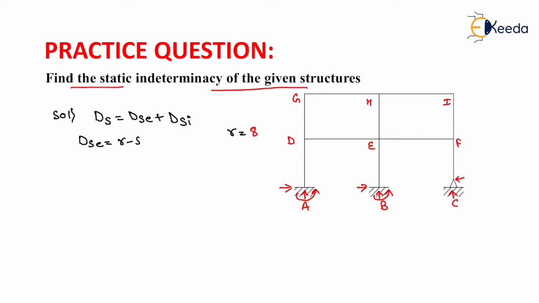Now we know that in case of a frame, the value of total equilibrium conditions will be equal to 3. Now we just put the values here, that is 8 minus 3, which equals 5. Okay. Now that will be the external static indeterminacy.